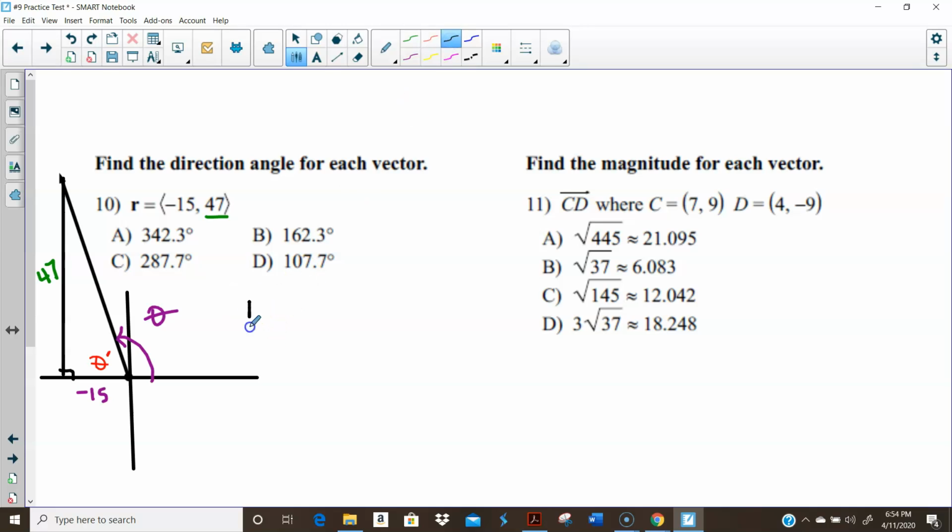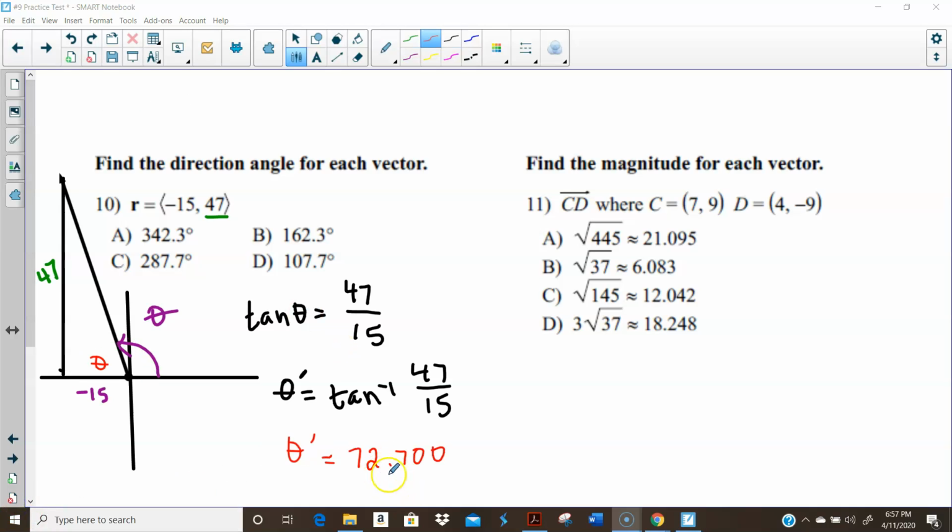So we will say the tangent of theta is equal to opposite over adjacent, and you don't have to worry about the negative. Theta is going to equal the inverse tangent of 47 over 15. On your calculator, you're going to put in second tan, make sure you're in degree mode, and theta is going to equal 72.700. So that is theta prime, which is right here.